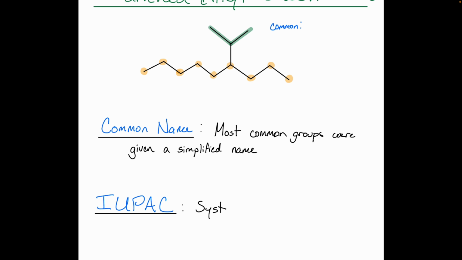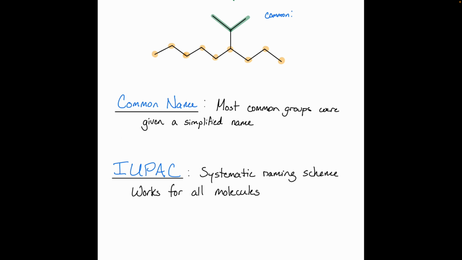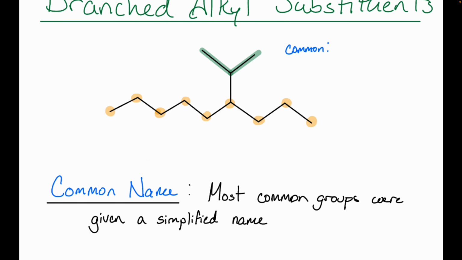Importantly, it's a systematic naming scheme. There's a rule set that you follow in order to name it, and the reason why is because it works for all molecules. That's the goal of the IUPAC, to create this set of rules that you can apply to any molecule that you see in order to name it. So we have a common name, which is for a few of the most common branched alkyl groups we'll see. And then we're going to learn our IUPAC, our systematic naming scheme for naming these branched alkyl groups. So again, this little fork thing, by the end, we'll have both a common name and an IUPAC name that we're going to use.